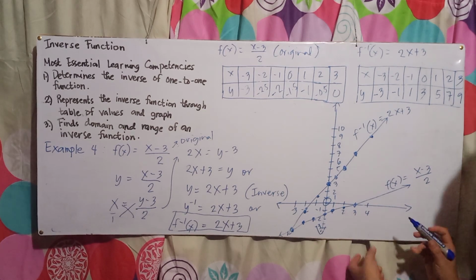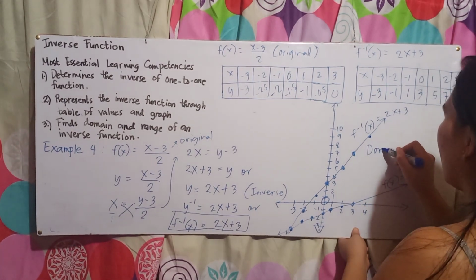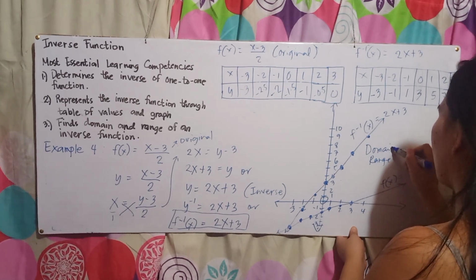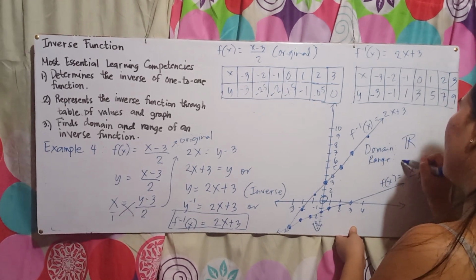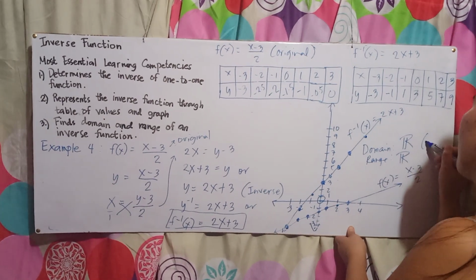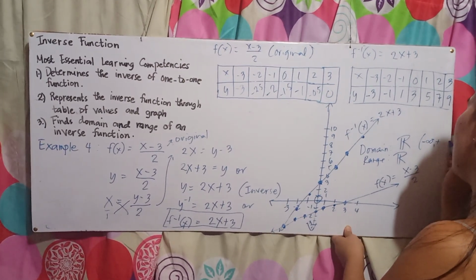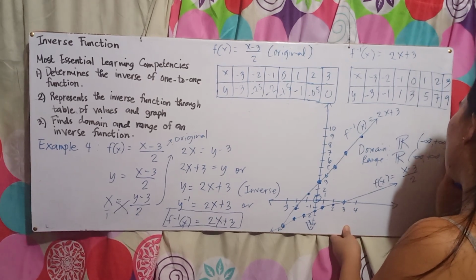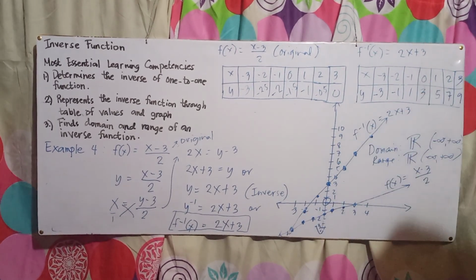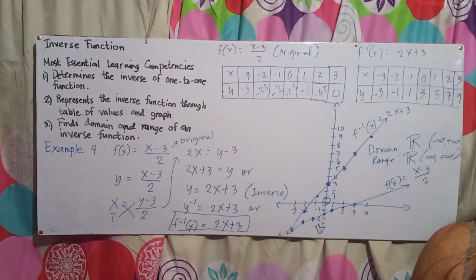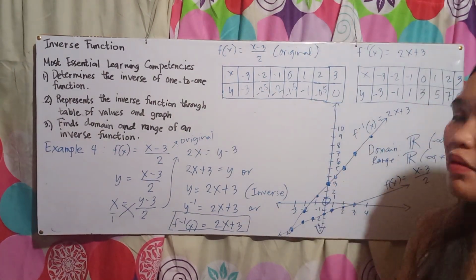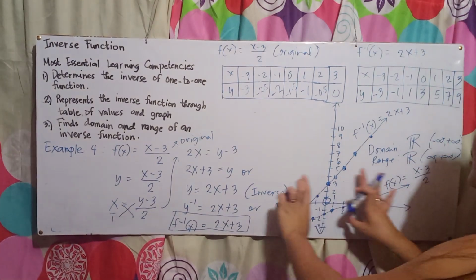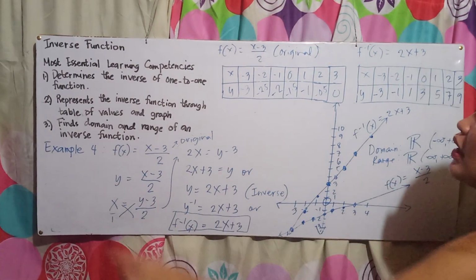So, the domain is still the same, all real numbers, or from negative infinity to positive infinity. So if the graph extends upward, of course it extends to positive infinity. If it extends downward, the graph extends to negative infinity. So, they are the same. They extend.